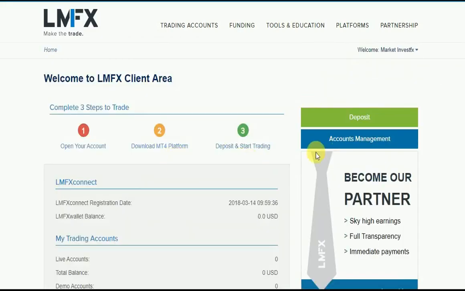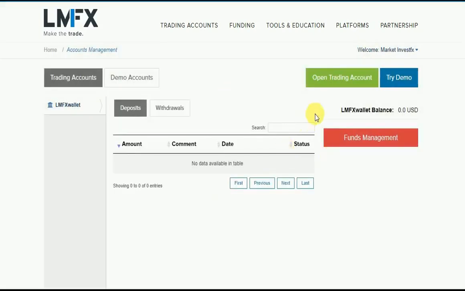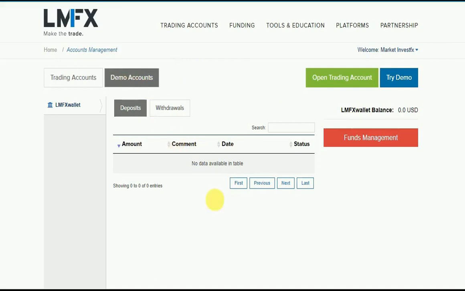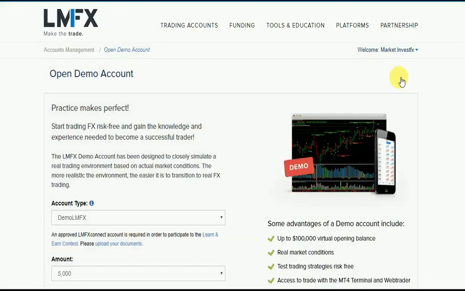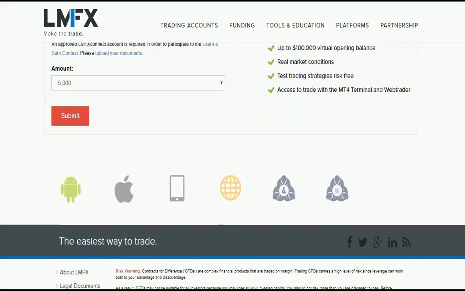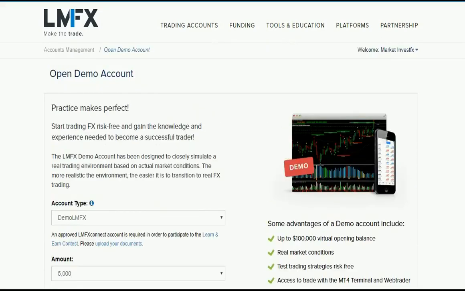Okay, so account management. Open trading account, try demo. What we did was open our client's account just to have access to the client profile area. So right now we want to trade, and we need to trade the demo. So you come here, you click open demo account, LMFX demo. That's the name of the account.